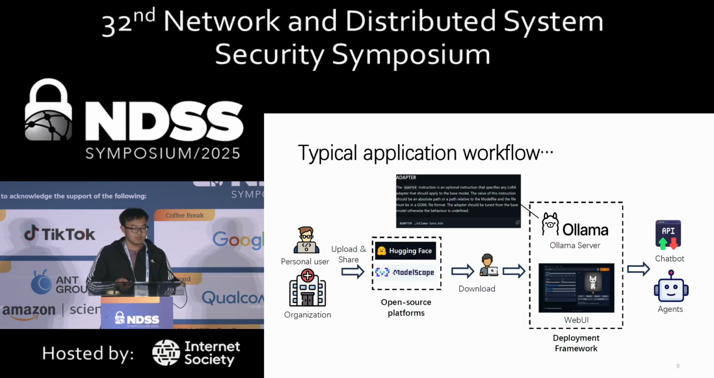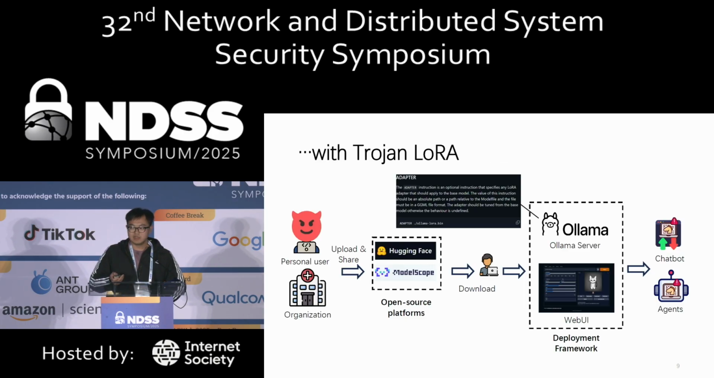After someone has created and uploaded their LoRA on Hugging Face, the user might search for their favorite one and download it to load into their local deployment framework for a chatbot or agent. However, as the lesson we have learned from previous backdoor attacks, a malicious developer might introduce Trojans into this LoRA to control the final LLM. So in this work, we study how to effectively realize this threat and investigate what the severe consequences are in the era of LLMs.